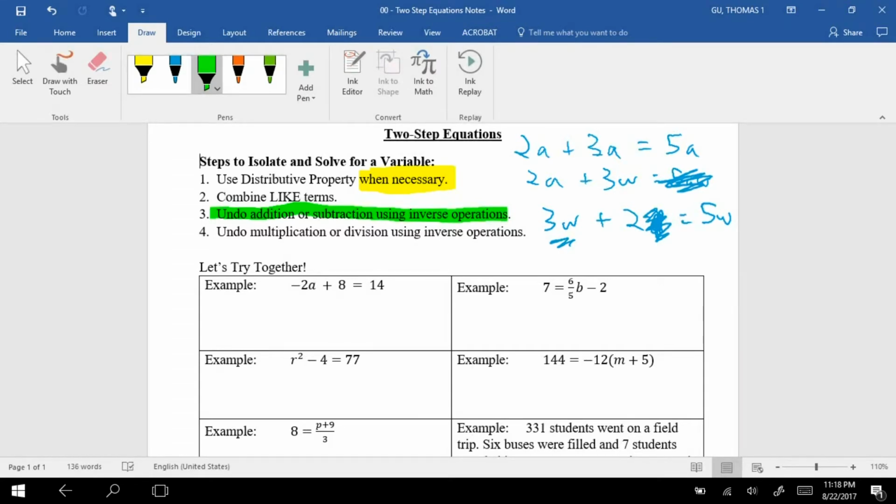You got it. We're also going to undo multiplication or division using inverse operations, those opposite operations, all right? So let's get into these notes with the "Let's Try Together."